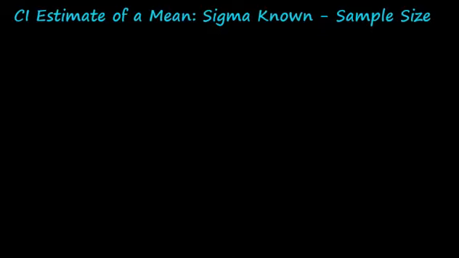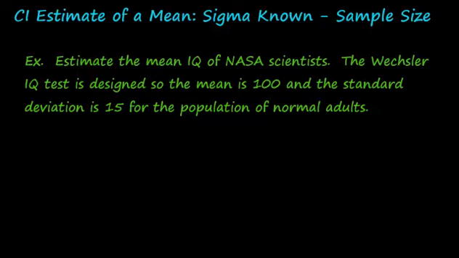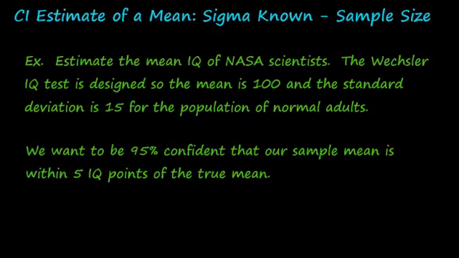When collecting a simple random sample that will be used to estimate a population mean, how many sample values must be obtained? For example, suppose we want to estimate the mean IQ of NASA scientists. The Wechsler IQ test is designed so the mean is 100 and the standard deviation is 15 for the population of normal adults. So say we want to be 95% confident that our sample mean is within 5 IQ points from the true mean.